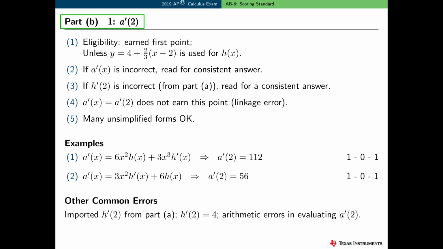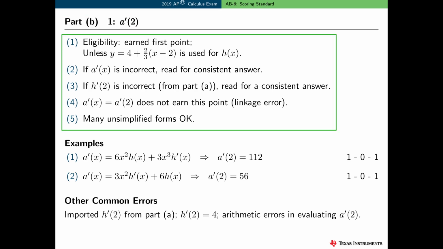The third point in Part B was for the value a prime of 2. And there was an eligibility criteria here. The student must have earned the first point, the form of the product rule point. Now, there was an exception if the student used the tangent line expression for h of x, and we had a very fair way to score this solution.